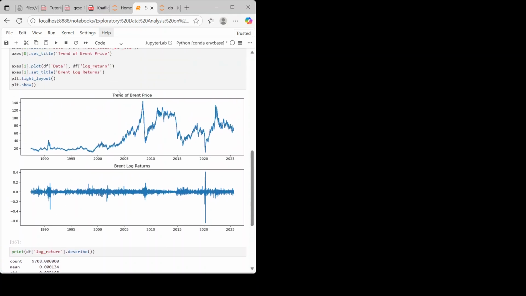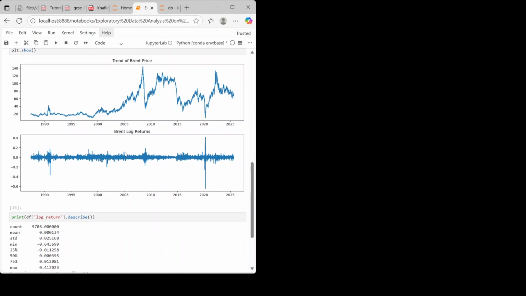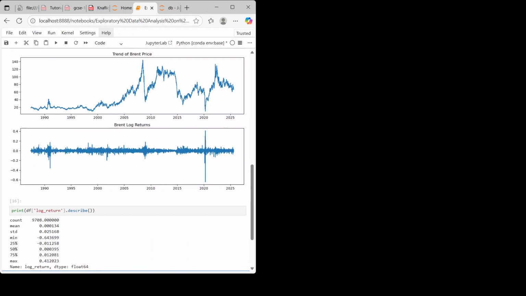So now at least we have these charts, and then we have the summary of the results. The count will give us the number of data points that we used. The mean gives us the average return. The standard deviation is usually used to represent volatility in the system, in the market. So it gives us the level of volatility.